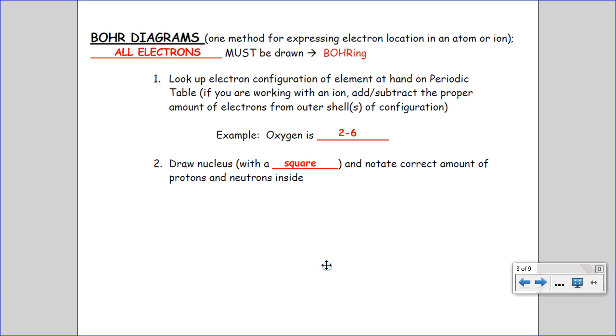So we're going to draw our nucleus as a square. You could also draw it as a circle. Personally, that's what I do. Either way, you've got to draw a nucleus that represents where the protons and neutrons are and their number. For oxygen, there are 8 protons and 8 neutrons.